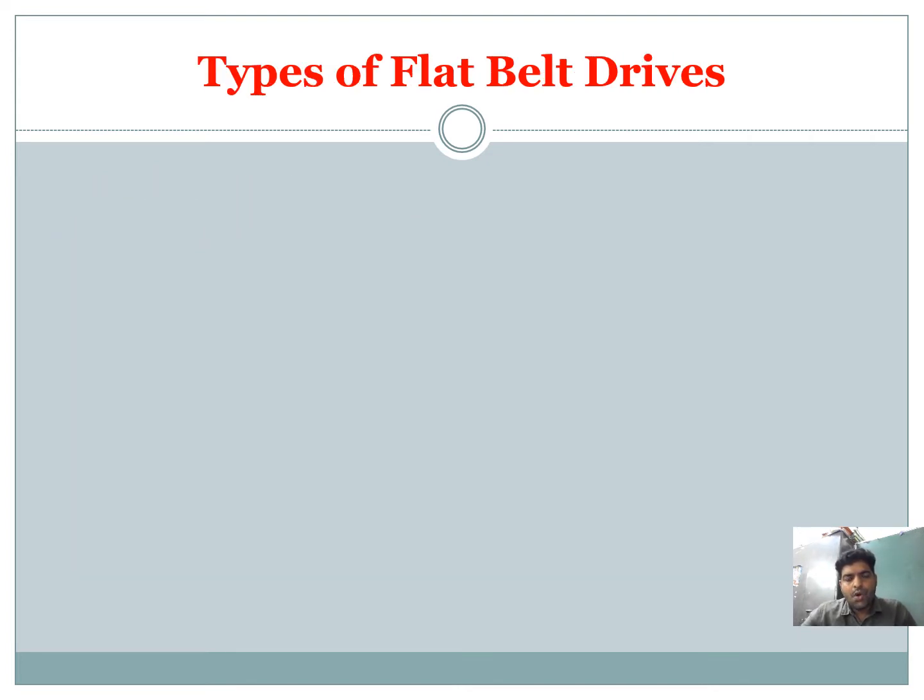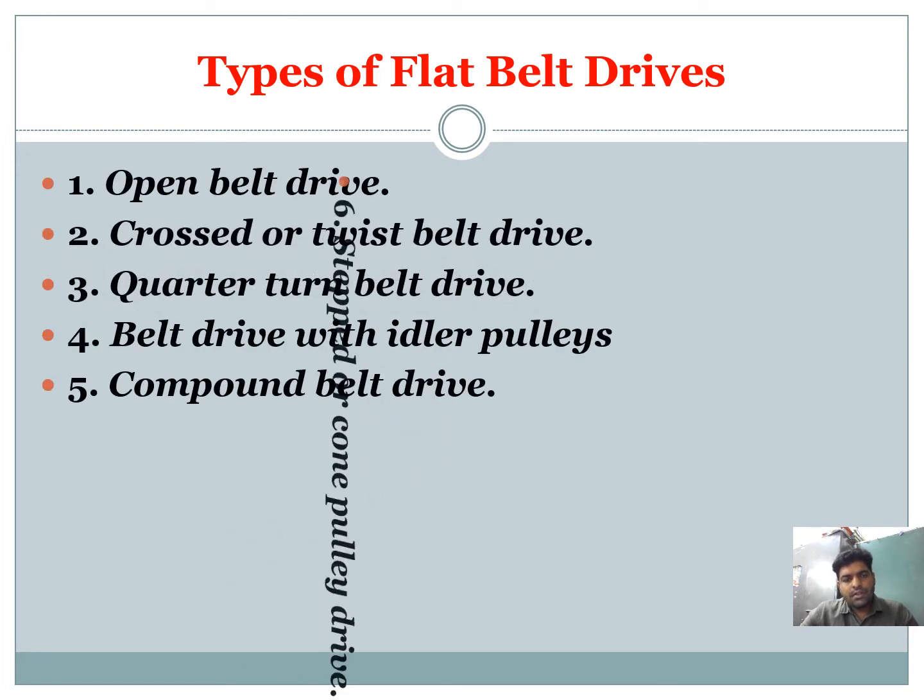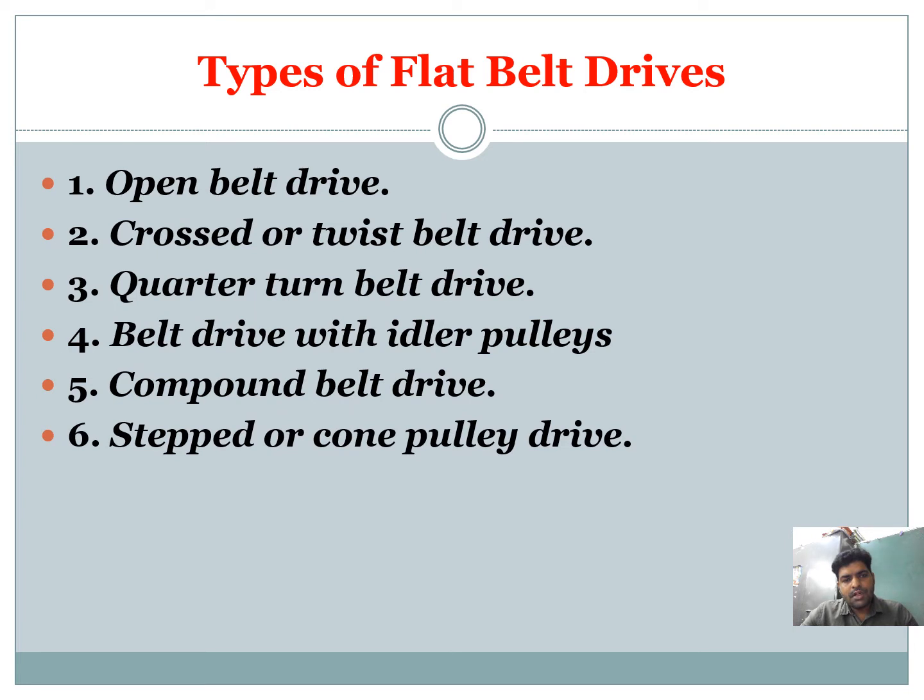Next one is types of flat belt drives. First one is open belt drive. Second one is cross or twist belt drive. Third one is quarter turn belt drive. Fourth one is belt drive with idler pulleys, that may be a single idler pulley or compound idler pulleys. Fifth one is compound belt drive. And sixth one is stepped or cone pulley drive.